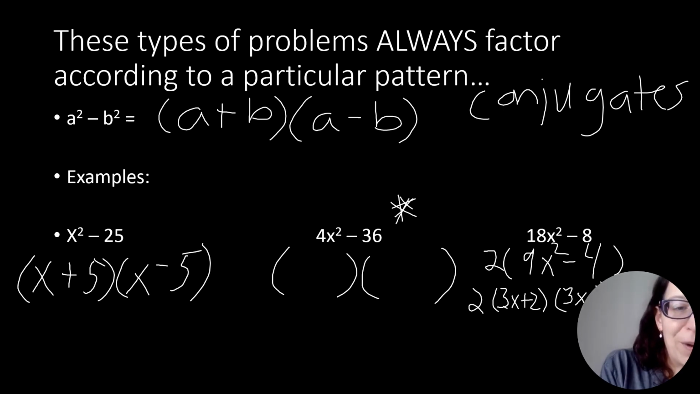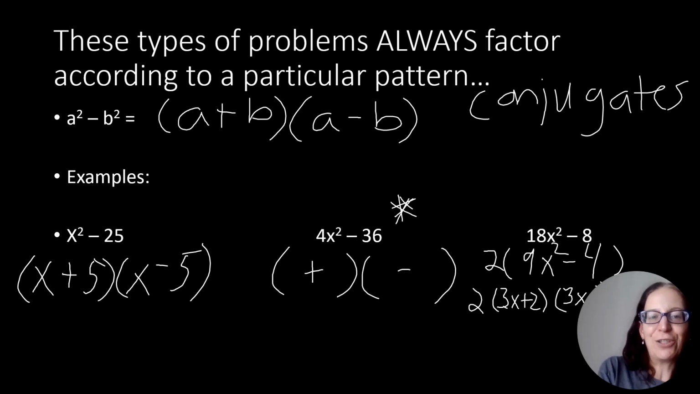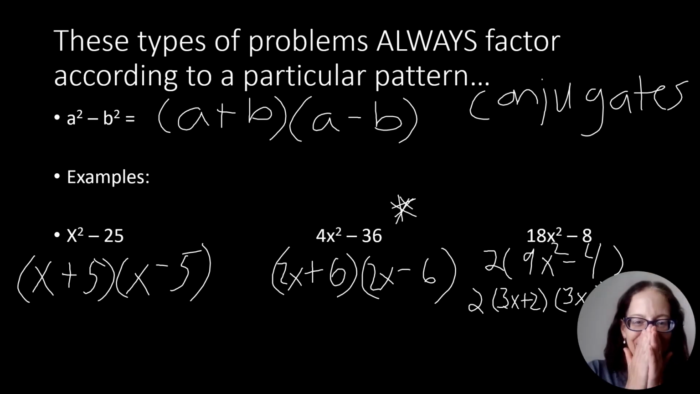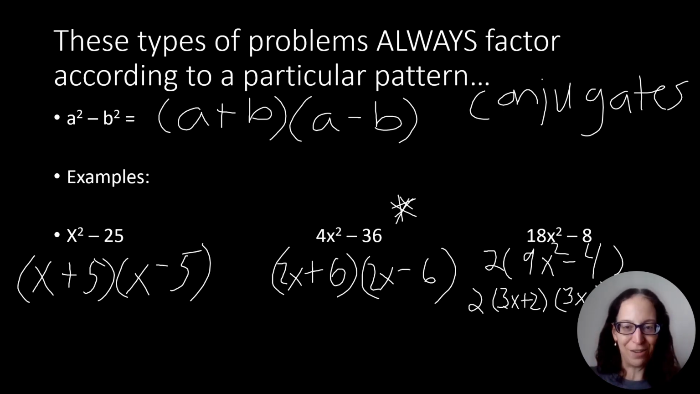So I know the difference of squares always factors into conjugates. So we're going to have the plus and the minus. And then we need to figure out, okay, well, what squared gave me these expressions? So it was 2 squared that gave us the 4, and x squared that gave us the x squared, and then 6 squared that gave us the 36. Now, here's where we just realize some stuff is going down. So this is not completely factored.